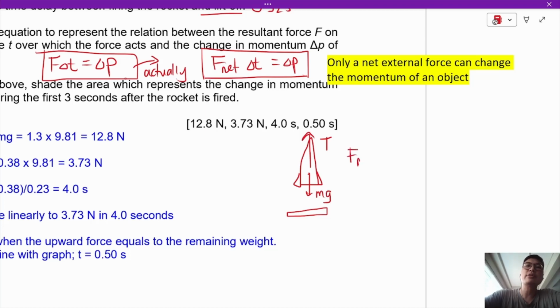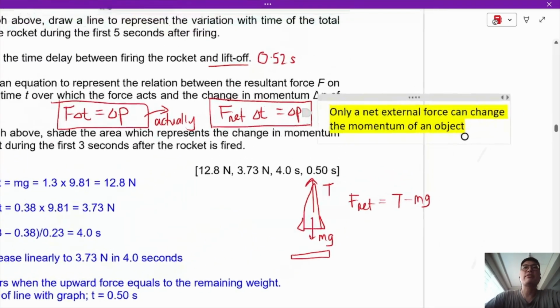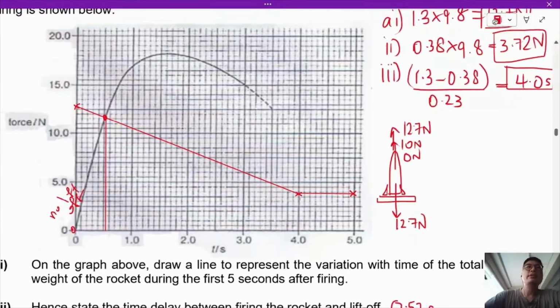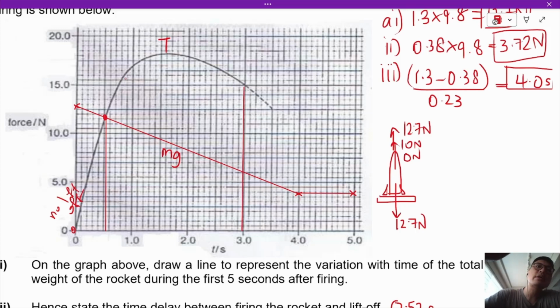So the net force on the rocket will be calculated as T minus mg. Where do we find this on the graph? On the graph, this thrust line is T and this weight line is mg. So the only time when the rocket is actually going to lift off is when T is greater than mg, and they want us to do this over 3 seconds.